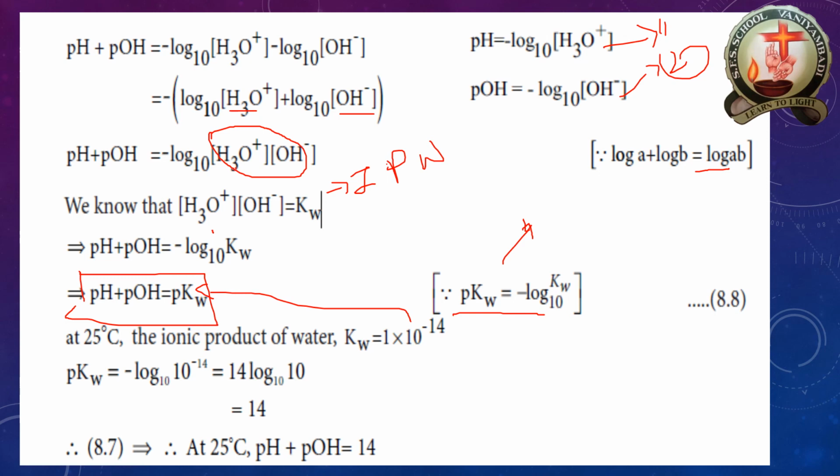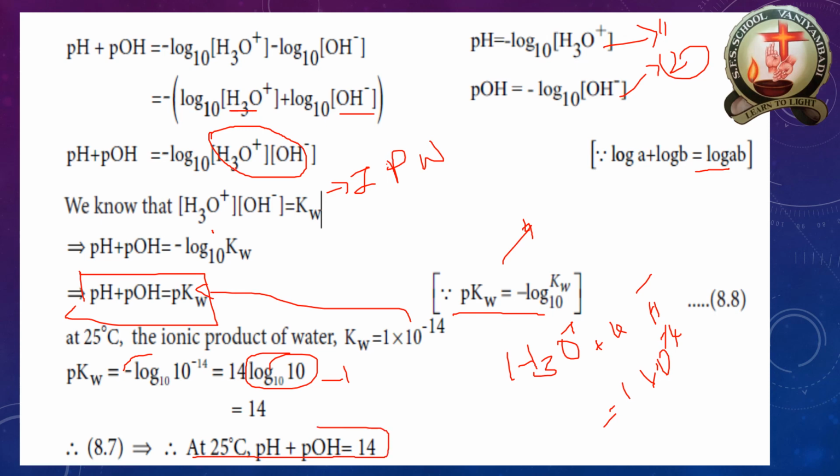At 25 degrees, the ionic product of water, H3O plus times OH minus, is equal to 1 into 10 to the power minus 14. So Kw is equal to 10 to the power minus 14. Taking the log base 10 of this, the 14 comes to the front side and log base 10 of 10 is 1, thus 14. At 25 degrees, pH plus pOH of the solution is 14.